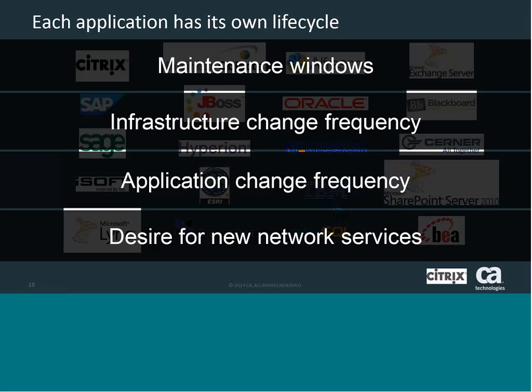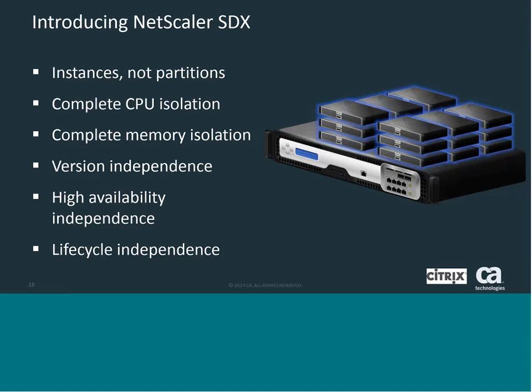And then next, different applications require or desire new network services at different rates. A classic example there is one application may be able to integrate and do authentication via SAML, but another application itself may not be able to understand that at all. So the crux of this is that while different applications all require the same kinds of Netscaler services, the way that they consume them is very different, which is ultimately what led us to develop the Netscaler SDX platform.